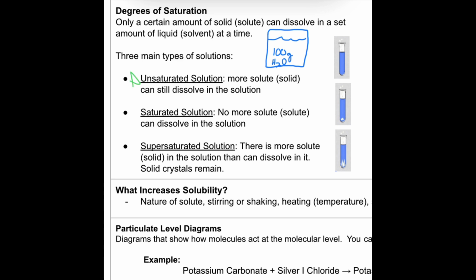If I have an unsaturated solution, that means that I have not yet hit that water's capacity, right? I can still dissolve some more salt in that water. And that's why over here in the little graphic, you're seeing that, hey, there's this little test tube. It has water in it. I'm not seeing any solid at the bottom because I can still dissolve more salt or sugar or whatever it is.